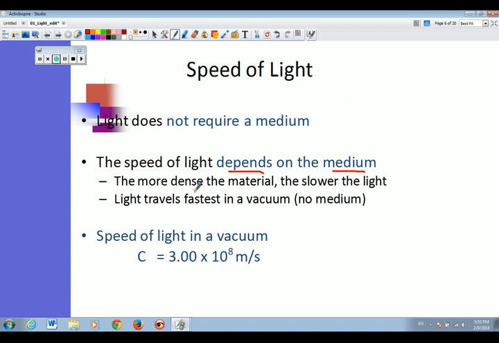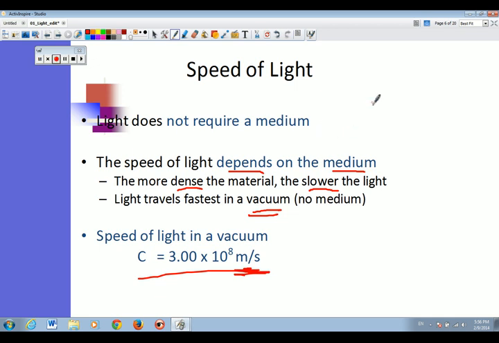Here with light and the electromagnetic spectrum, the more dense the material, the slower the speed of light. Light starts running into all those other molecules and slows down. So light travels fastest in a vacuum, where there's nothing to get in its way. And c is the speed of light, 3.0 times 10 to the 8 meters per second. If you're using this in a calculation, please watch your units: meters per second.